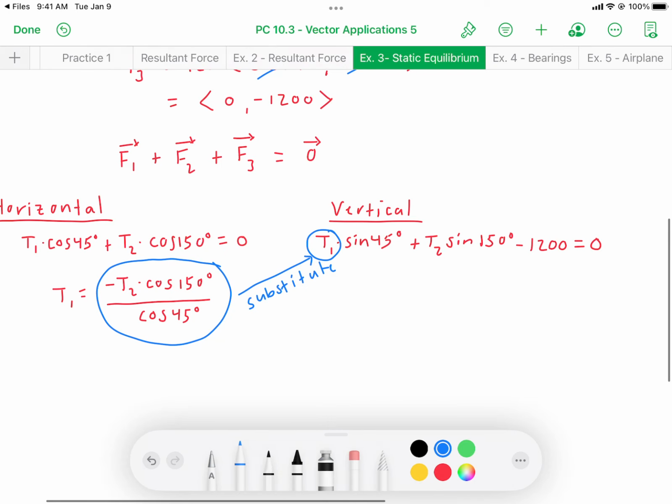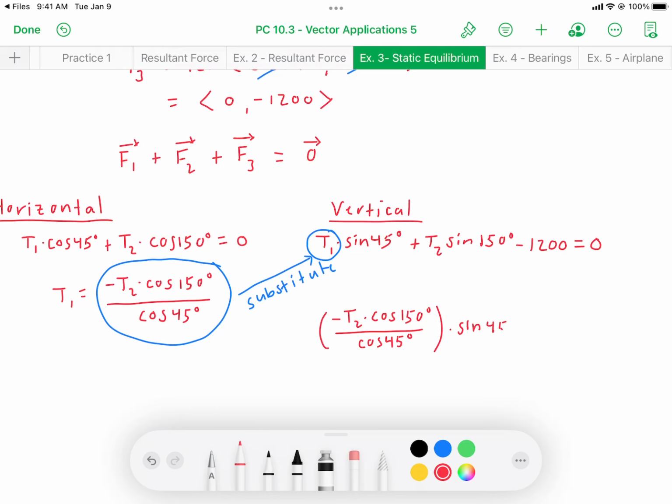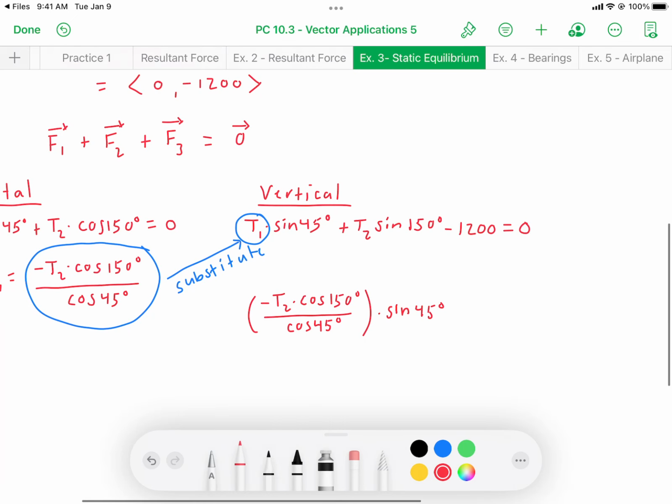Now when I substitute it in, I'm going to use parentheses. So that'll become negative T sub 2 times cosine of 150 degrees over cosine of 45 degrees times sine of 45 degrees plus T sub 2 times sine of 150 degrees. And I'm going to move the 1200 over. So this now equals positive 1200. Okay with substitution?